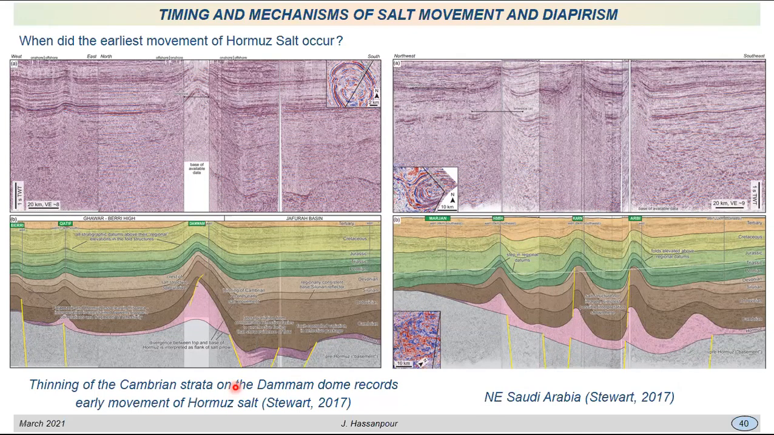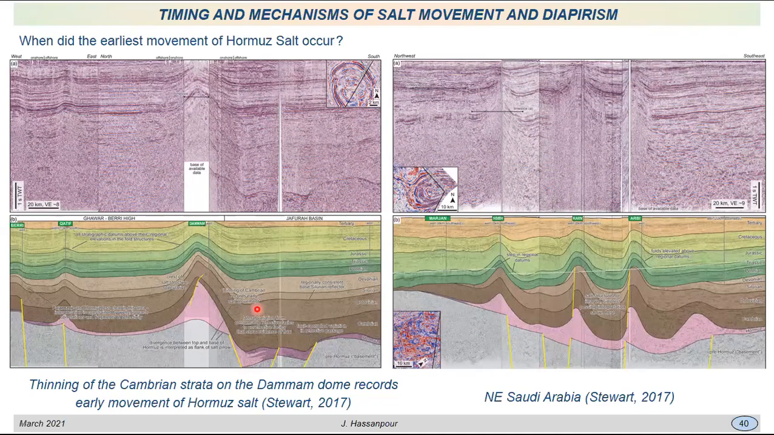And there's also evidence of earlier phases of Hormuz salt movement in the northeast part of Saudi Arabia, where again we have shallower depths to the Hormuz salt, and these Cambrian and Ordovician strata are constrained by wells. So as shown by Stewart in this paper, these Cambrian sediments, as you can see, show thinning toward the top of these salt pillows, indicating that the Hormuz salt flowed in Cambrian times.